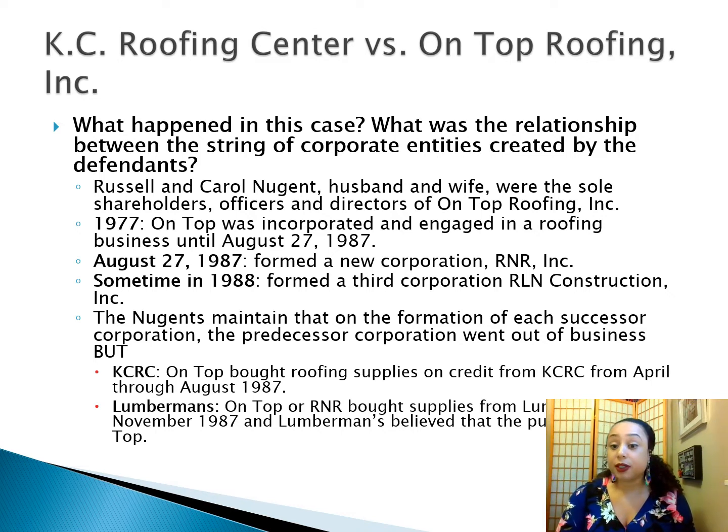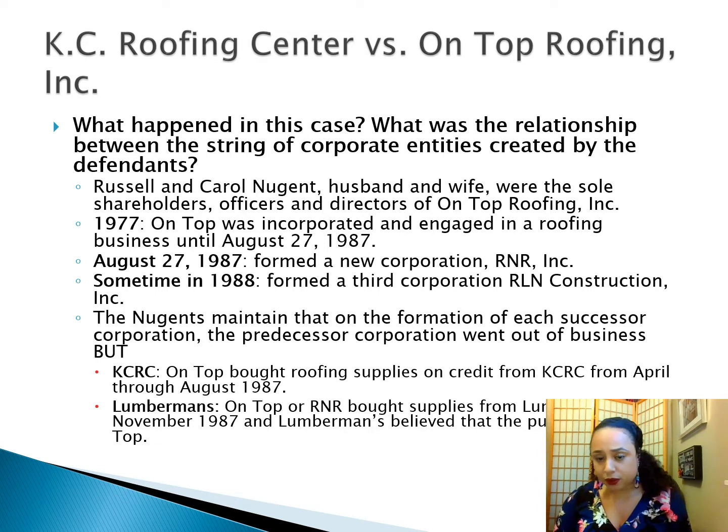So this is very characteristic of a close corporation structure. In 1977, On Top was incorporated, engaged in a roofing business until August 27th, 1987. Immediately thereafter, the Nugents organized a new corporation, R&R Incorporated. Wait a minute. Then sometime in 1988, the Nugents formed a third corporation, RLN Construction Incorporated. So what is going on here? Why are they organizing this series of corporate entities?